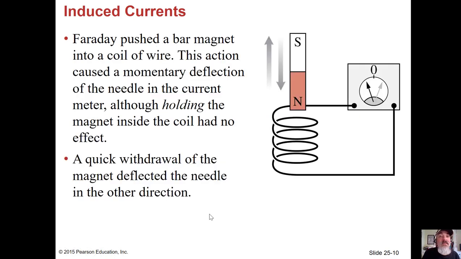Okay, here's another experiment Faraday did. Push the bar magnet into a coil of wire. This action caused a momentary deflection of the needle in the meter. So just like you saw in the FET, when you move this one way, move it back, you induce an EMF. Moving it in was one direction, moving it back out was another direction. And the faster you do it, the bigger the EMF you produce.